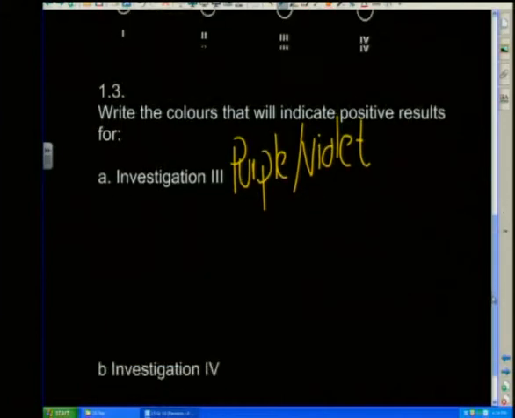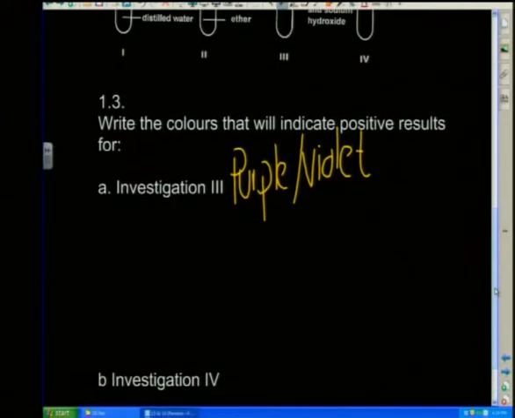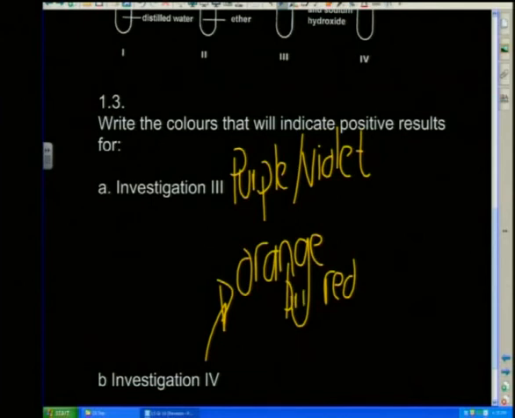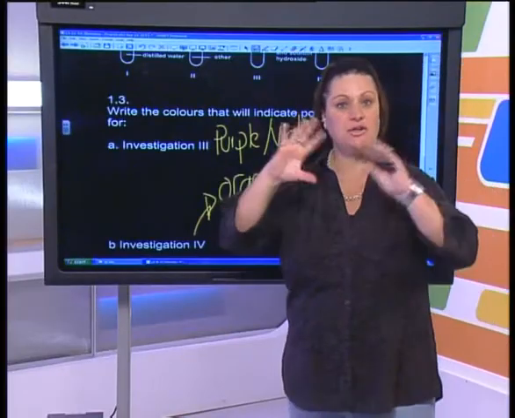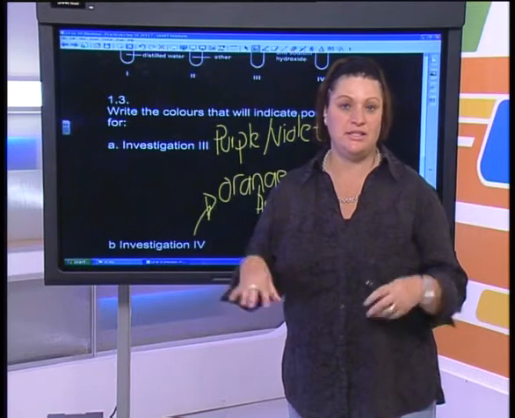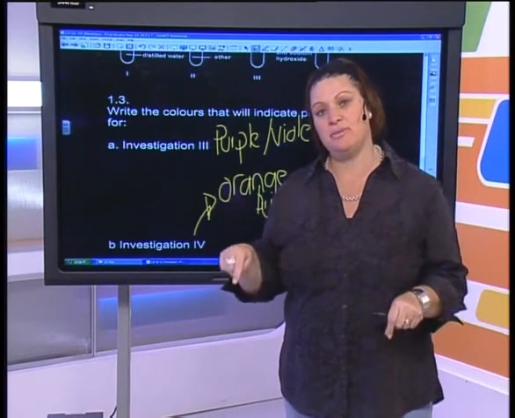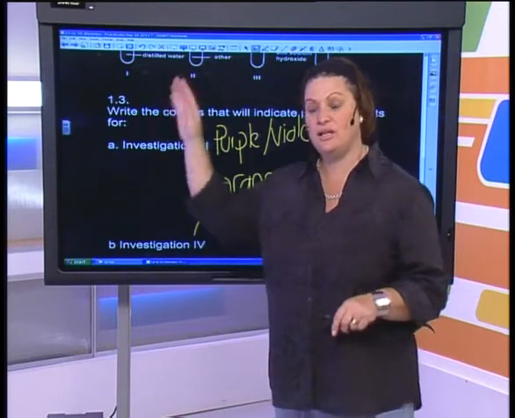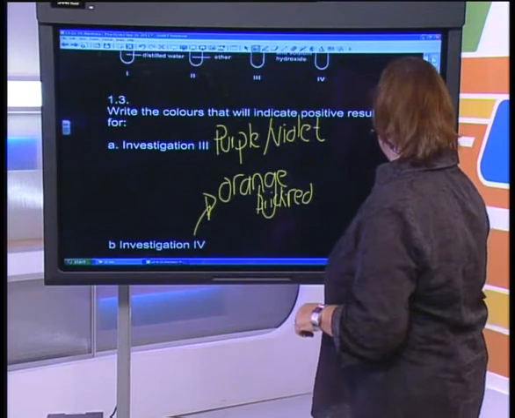Okay, and for investigation number 4, hopefully you've got a picture when we use the word orange. Some of your teachers might use brick red. Sometimes that is also one of the colors that they use to explain it. So there we go. A nice question, based on the food test. And if you had that block in your mind, of just the practicals, thinking which reagent made which color, you would have been able to answer this question.